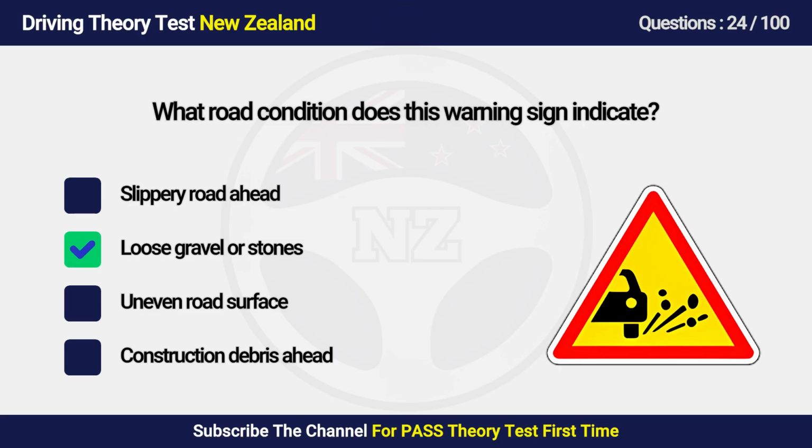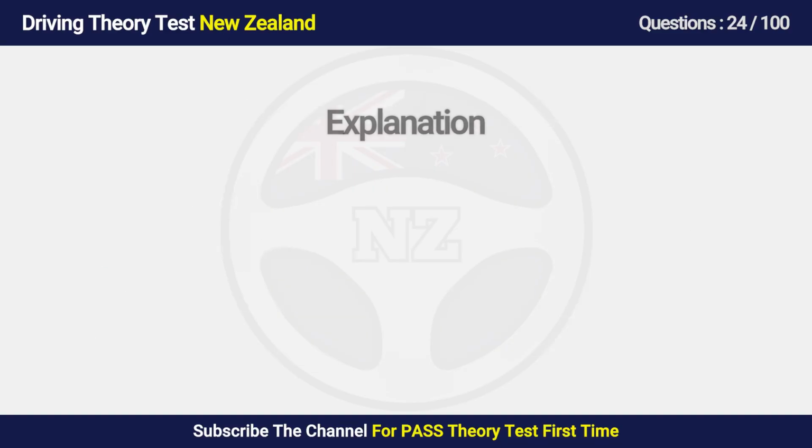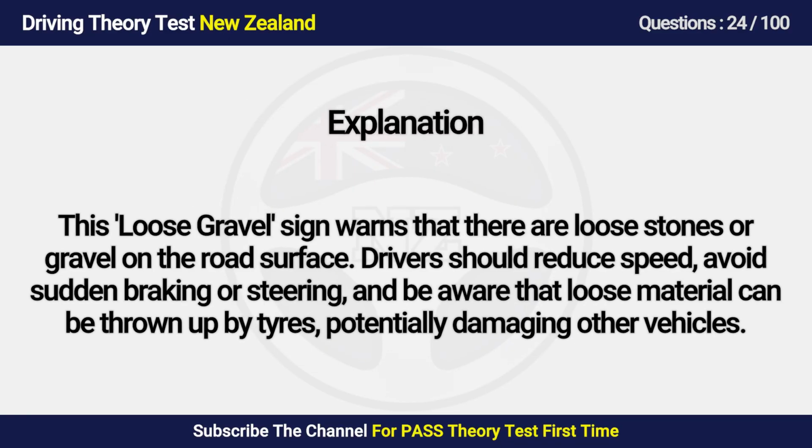Answer is B. Loose gravel or stones. This loose gravel sign warns that there are loose stones or gravel on the road surface. Drivers should reduce speed, avoid sudden braking or steering, and be aware that loose material can be thrown up by tires, potentially damaging other vehicles.